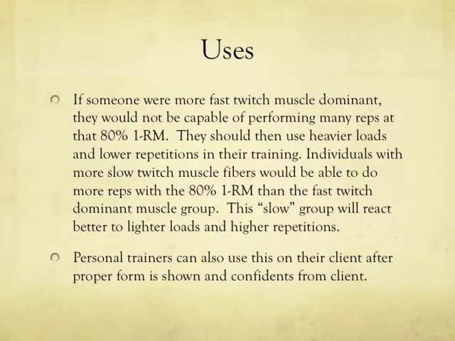Okay, so I mentioned this a little bit before, but if someone has more fast twitch muscle fiber, they're more dominant in that fiber, they're not capable of performing as many reps at the 80% max. They should use heavier loads and low repetitions in their training. But individuals with slow twitch fibers are capable of getting higher reps at the 80% max, meaning they have a slow twitch dominant group, and they react better to lighter loads and higher repetition. And this doesn't have to be used for athletes. It can also be used for personal trainers and clients. Personal trainers can perform these tests so that they can help their clients succeed in their physical goals as quick as possible.